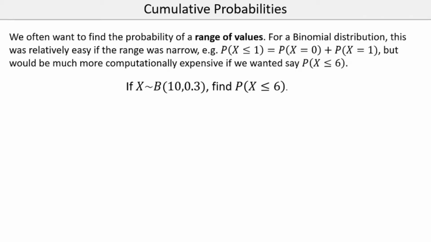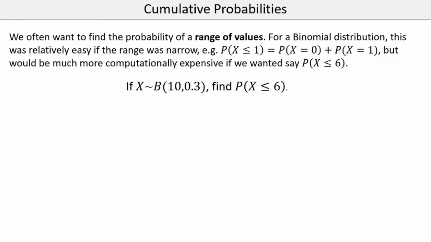If our inequality covered more values, such as the probability x is less than or equal to 6, this starts to get complex. Yes, we know how to use the binomial function, but doing it 6 or 7 times within one particular question, well, that gets a bit tiresome. So we're going to look at 2 different methods that speed up this process for us.